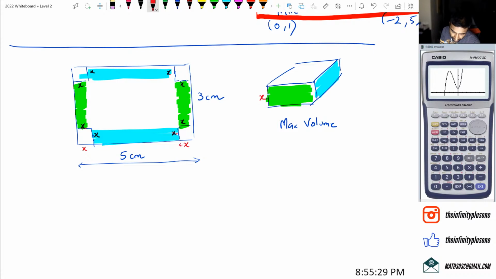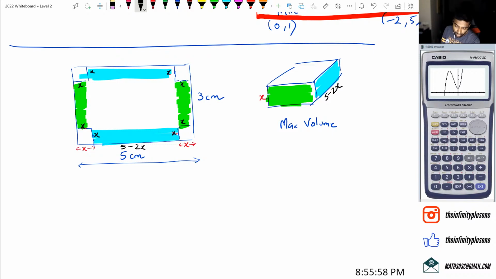X is from here to here, here to here, which means this little part here is going to be 5 minus 2x. Alright, so because it's 5 minus 2x, that's the blue flap's length. Sniper, you're missing one of the x's because we're trying to find the maximum volume for this.